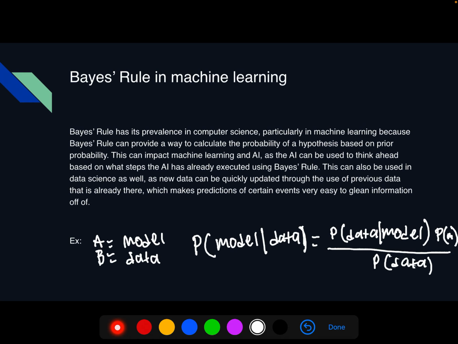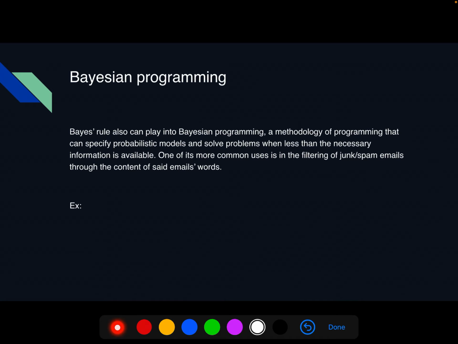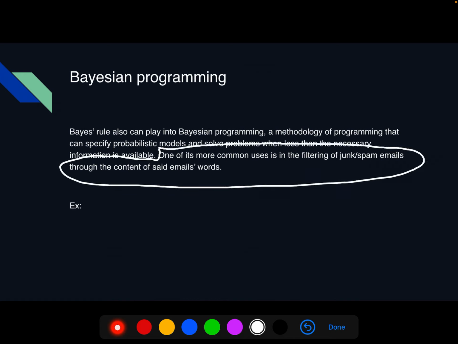So Bayes' rule does have its place in machine learning, but there's also another place where Bayes' rule works, which is in Bayesian programming. Bayes' rule can also place into Bayesian programming, a methodology of programming that can specify probabilistic models and solve problems when less than the necessary information is available. One of its more common uses is the filtering of junk spam emails through the content of said email's words.